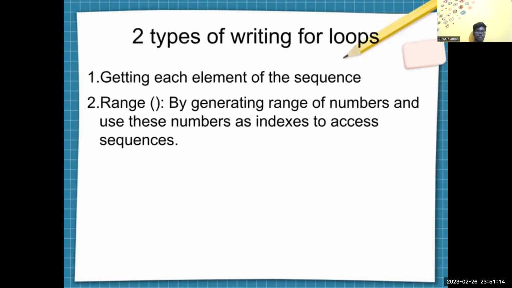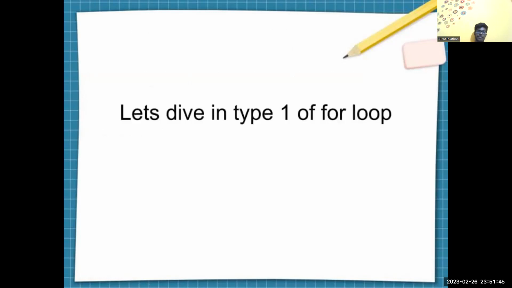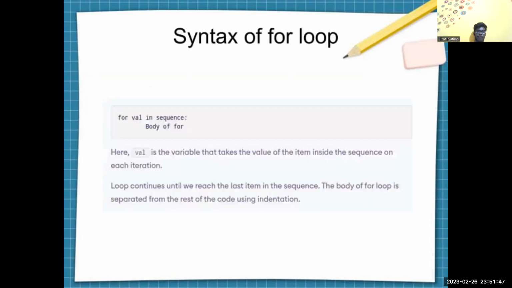There are two ways of writing for loops. The first one is getting each element of the sequence. The second one is by using the range function, generating a range of numbers and using these numbers as indexes to access the sequence. Now let's first discuss getting each element of a sequence, type one of the for loop.